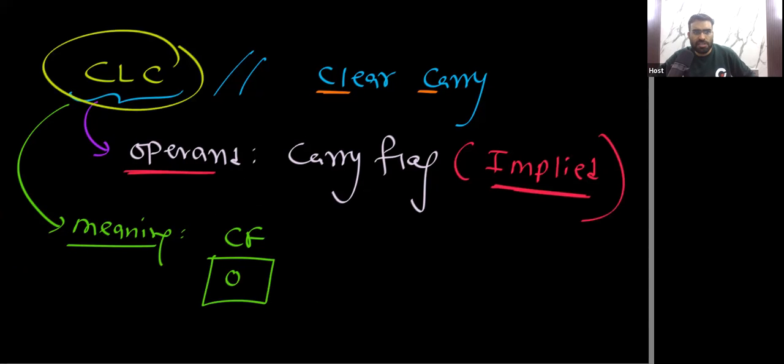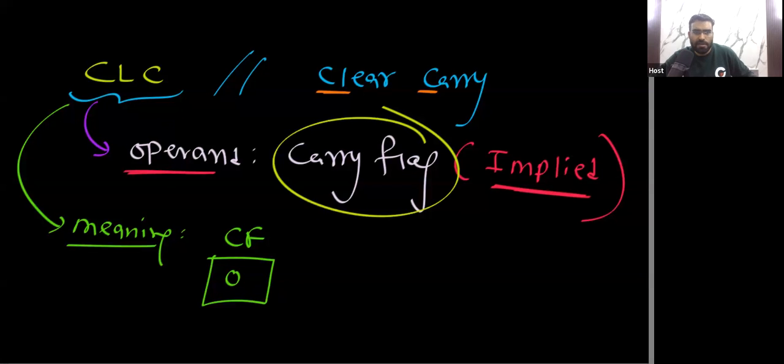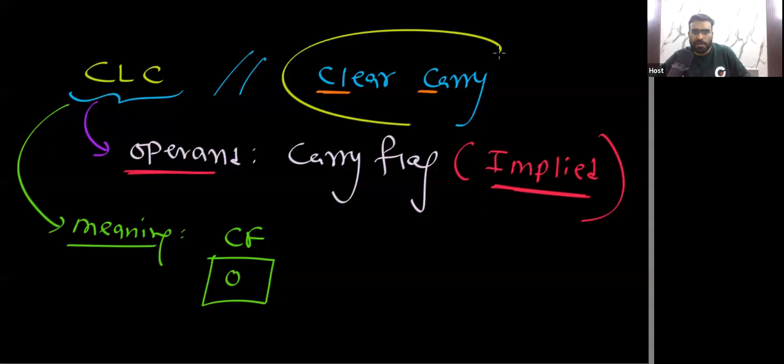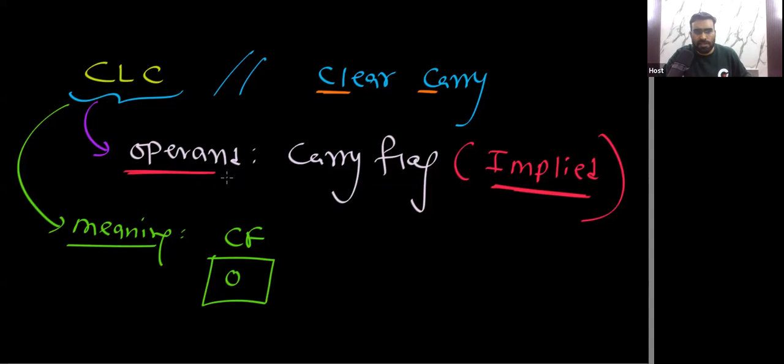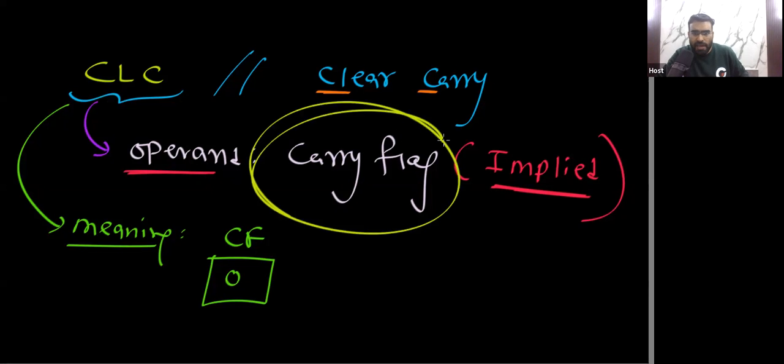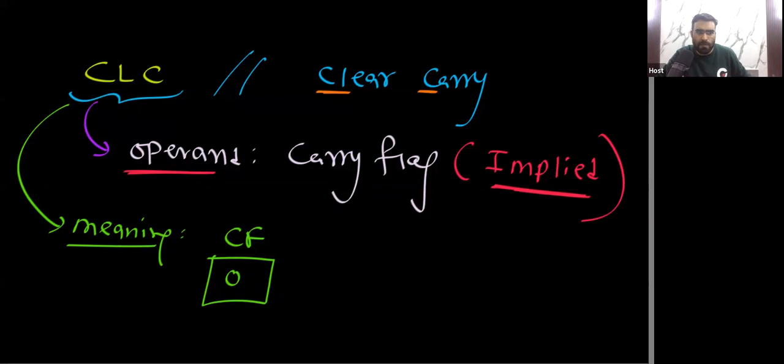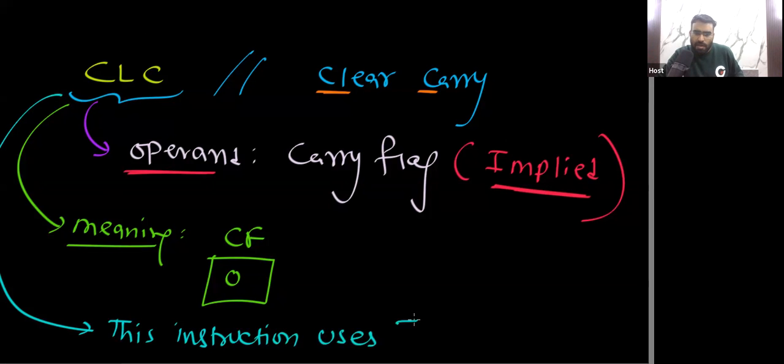For the instruction clear carry, the operand is the carry flag, which is basically implied. So I can say this instruction uses implied addressing mode, or I can say implicit addressing mode. Okay, implied addressing mode. Now let's move on.